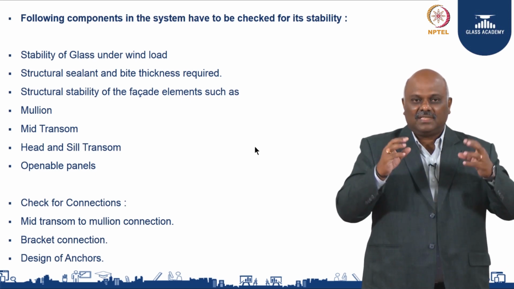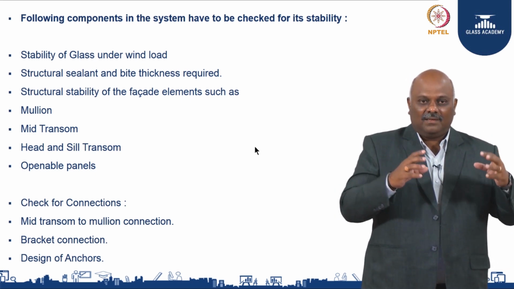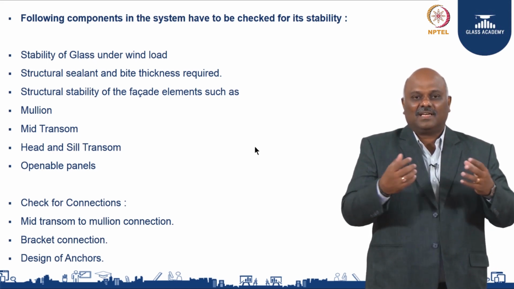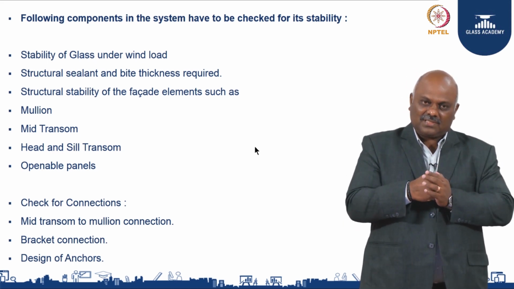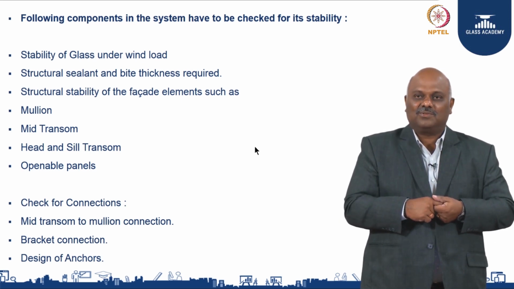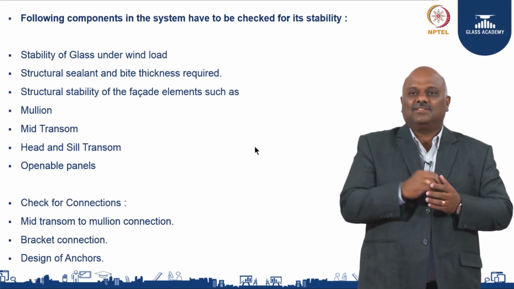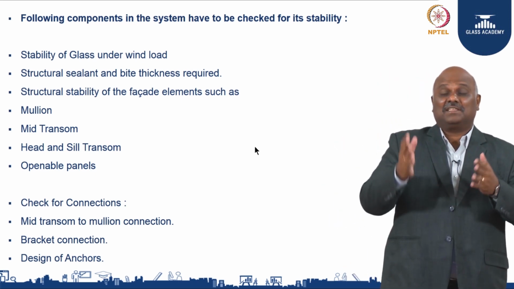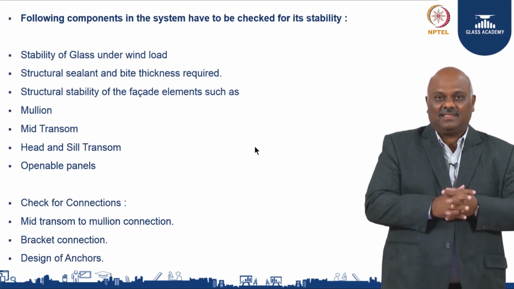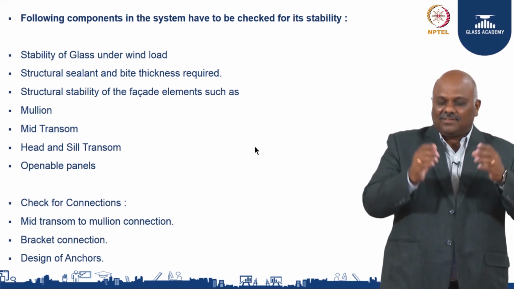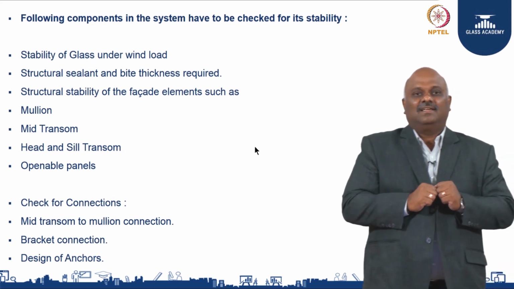So you design, you check the system, you check them for all the criteria. You check for connections as well. When you connect two systems, mullion and transom together, your bolting connection, how the screws are done, your bracket connection, your anchors. It is not that every project is similar and you simply go. There is no similarity in projects. Every project is unique. Every project you have to design, every project you have to check.